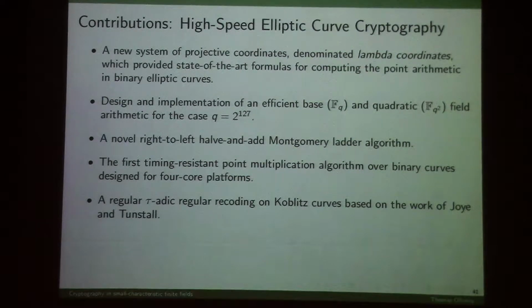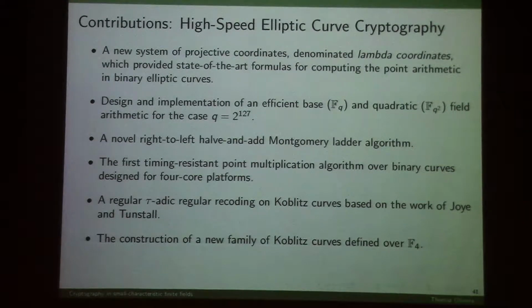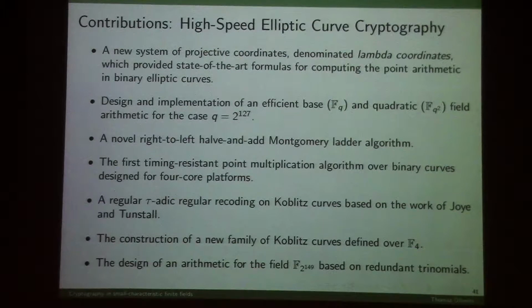And we proposed a regular tau-adic recoding of Koblitz curves based on the work of Joye and Tunstall, which was the base for our implementations of Koblitz curves. We proposed a construction of a new family of Koblitz curves defined over F4, and we take advantage of this quadratic arithmetic. And we also designed arithmetic for this field, one of the first practical implementations using redundant trinomials.